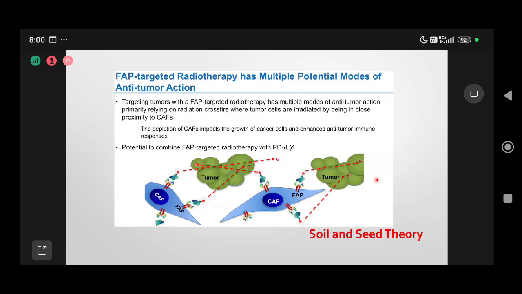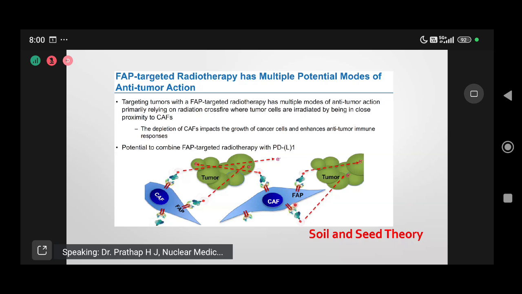Then, these are the FAP receptors which have been imaged. Lutetium and actinium, which are beta emitters and alpha emitters, can be tagged to the FAPI and injected, which goes and binds over these FAPI receptors and destroys this microenvironment, the cancer-associated fibroblast. This is known as the soil-seed theory, where the seed is the cancer cell and the soil is the microenvironment, which is this cancer-associated fibroblast.